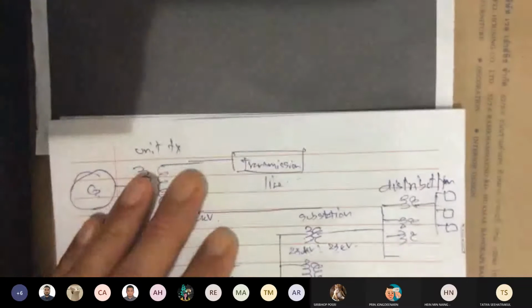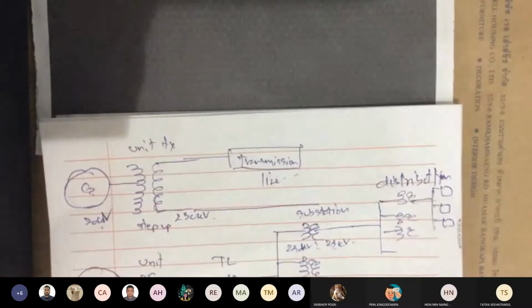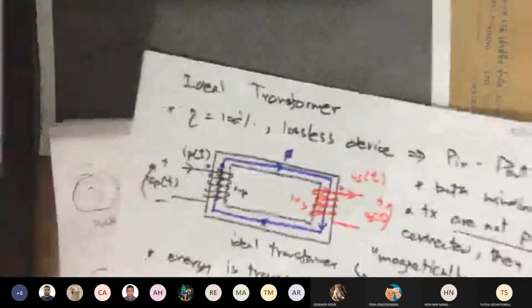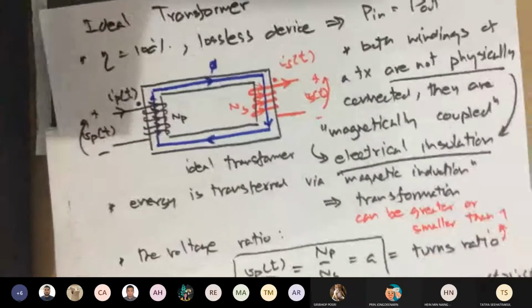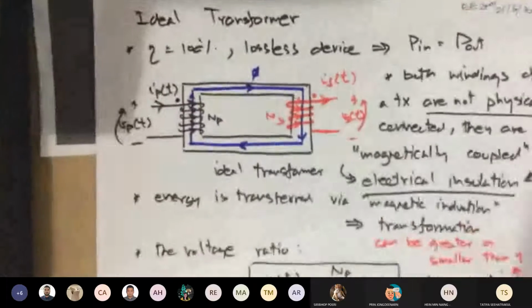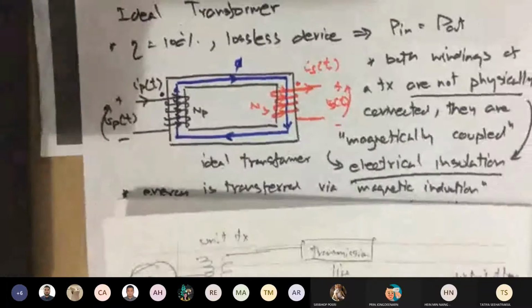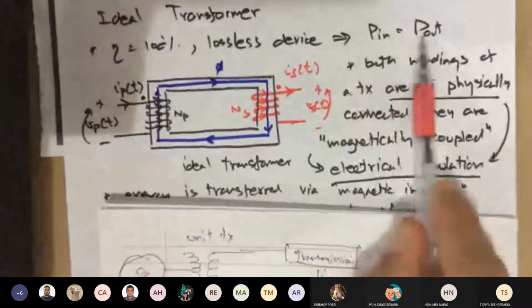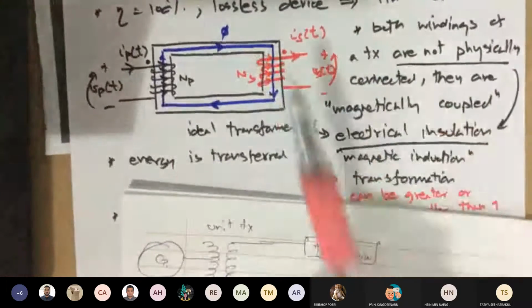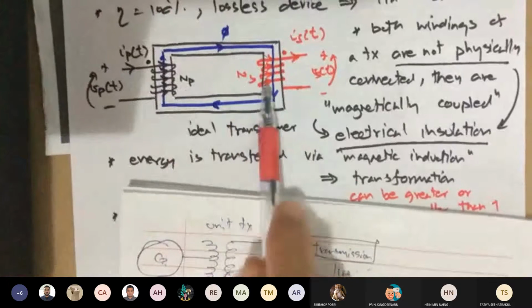Enough about descriptions. Now let's go into your equations. Now first we're going to look at the ideal transformer. Ideal transformers are lossless devices, meaning you have 100% efficiency, resulting in the ratio of output and input power being the same. So I'm just going to give you a basic diagram here.